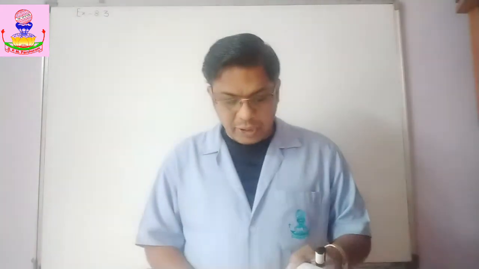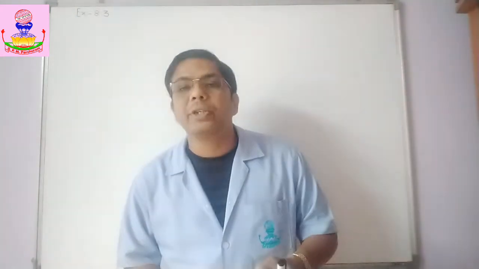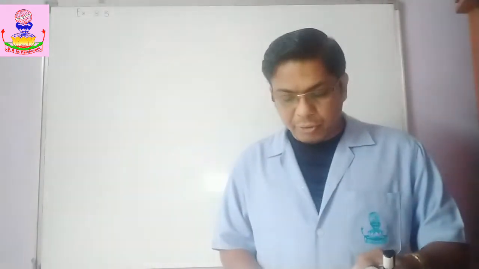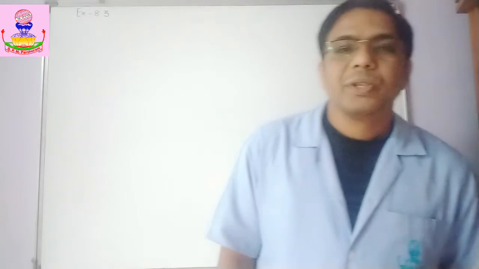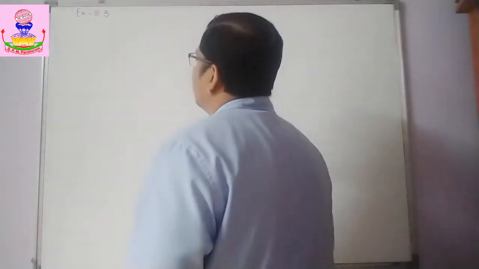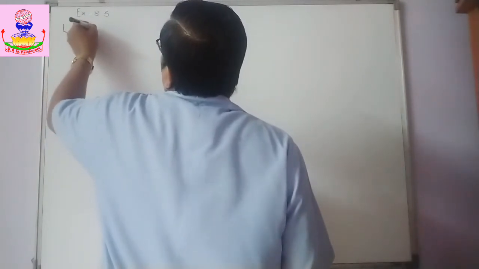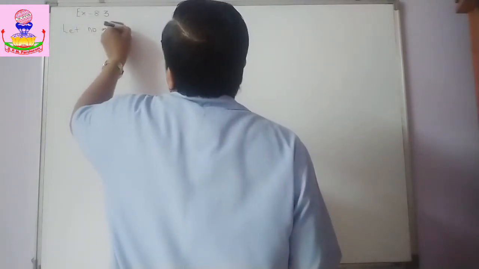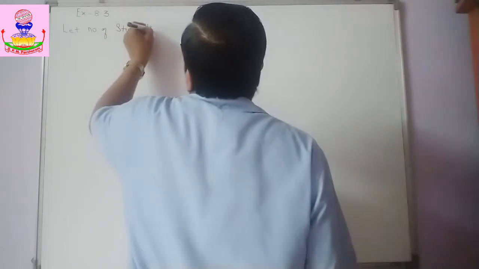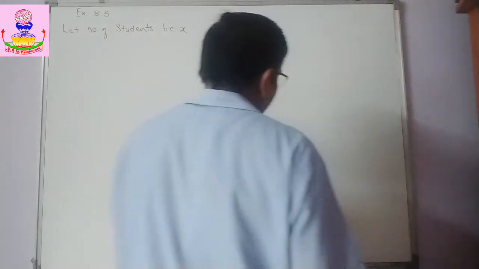Fourth one. For the Ganesh festival, the contribution collected per student was 1/25 of the total number of students. The teacher contributed rupees 25. Total amount collected was 250. Find the number of students. So, let the number of students be x.